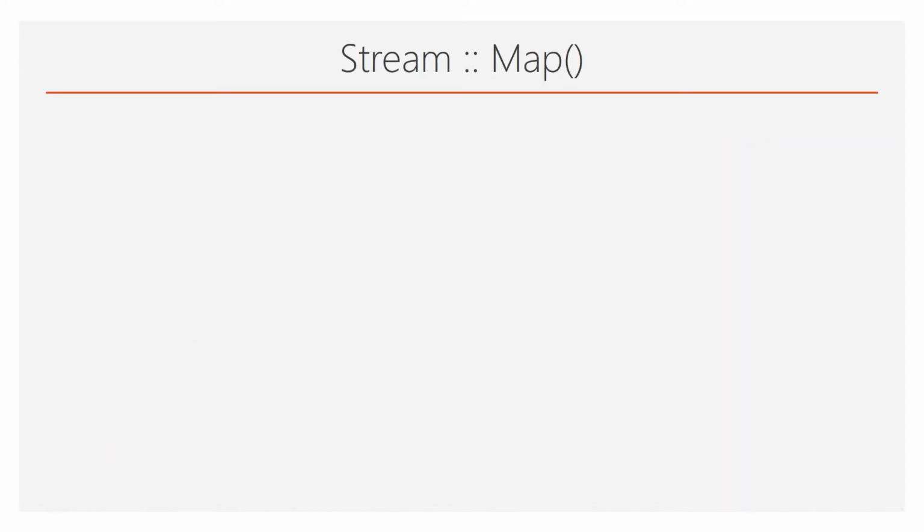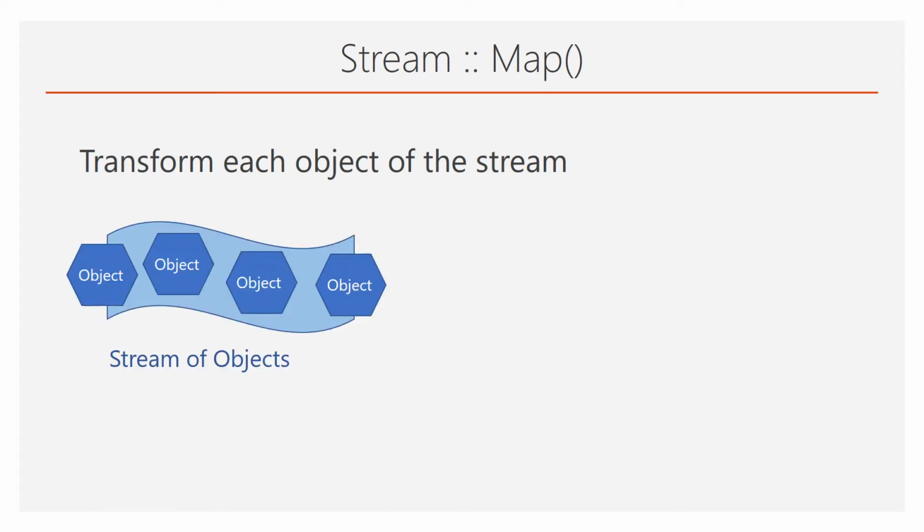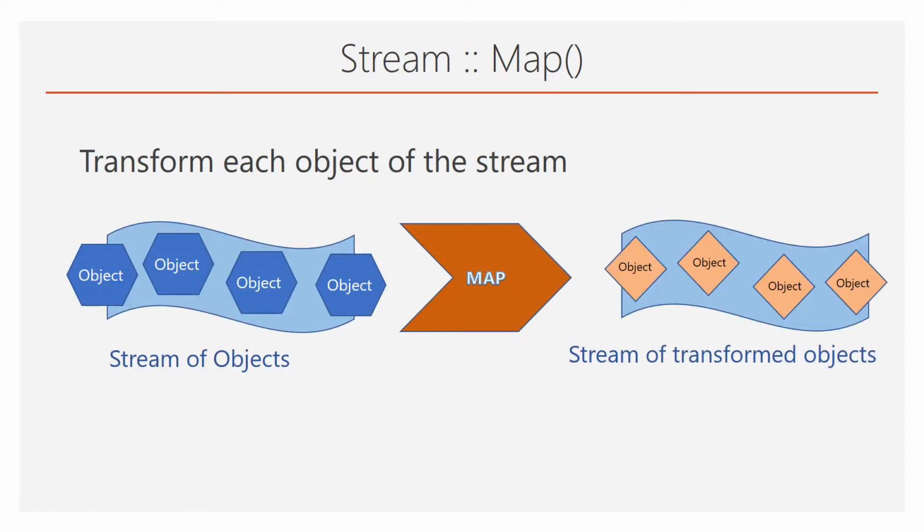We'll begin with the map function. We can use the map function to transform one object into another by using a lambda function. Let's see an example.